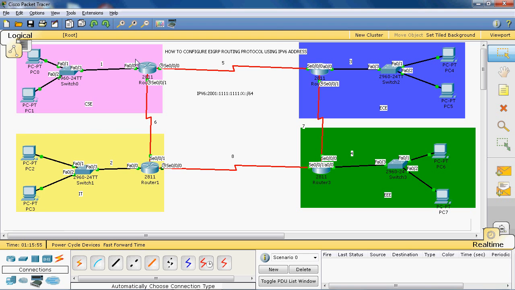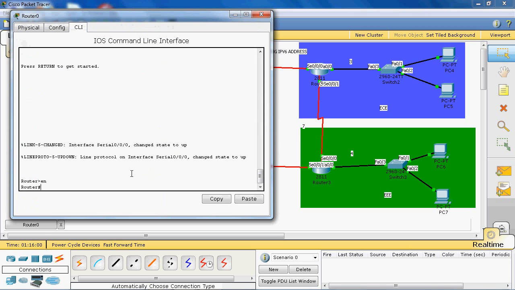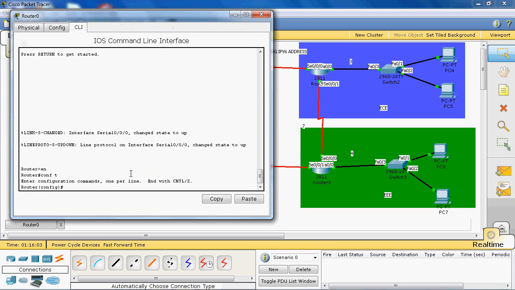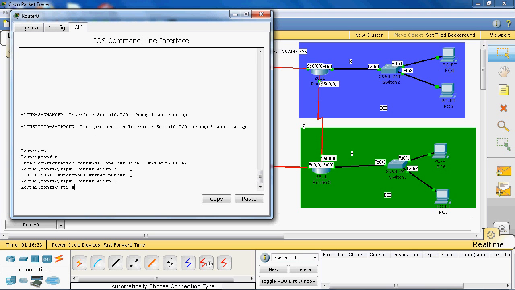Okay, now we can go to the CSE department, enable, go to the global mode. In global mode, now we can enable the EIGRP routing protocol. The syntax for enabling EIGRP is ipv6 router eigrp. Next we can give the autonomous system number. The autonomous system number is 1 to 65535, so we can give any value. That value should be the same on all the routers, then only it forms the neighbor relationship. So here I will give 1, enter.